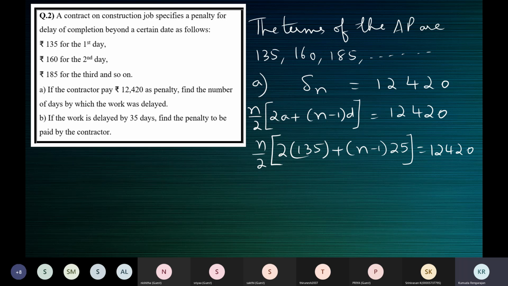Here the total penalty is 12,420, but is it S5? Is it S10? Is it S20? Is it the sum of the first 20 terms, 30 terms? We don't know. So the sum to n terms is 12,420: 135 plus 160 plus 185 plus, till how many terms we don't know. Sn is equal to 12,420. So you'll get a quadratic equation. Solve using the quadratic formula and tell me the value of n.